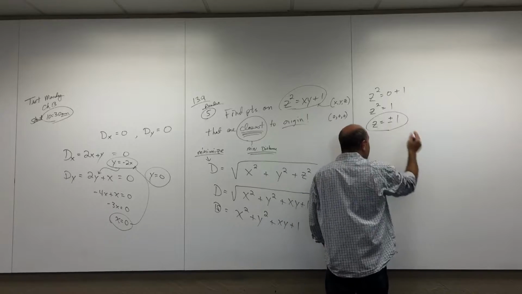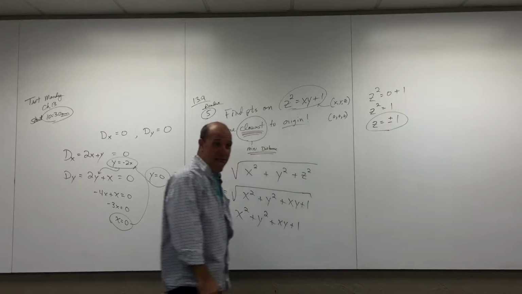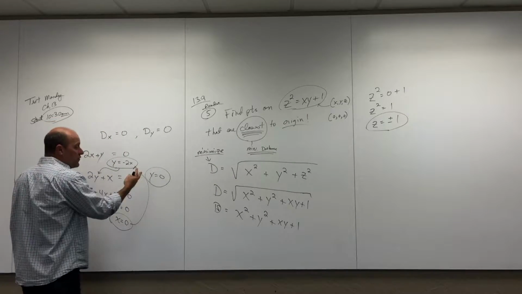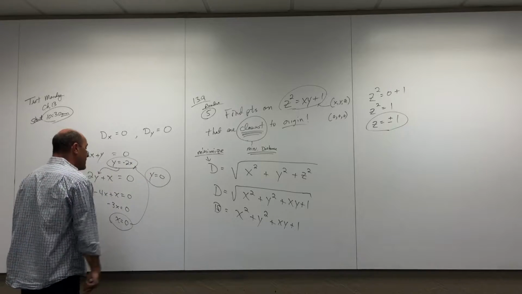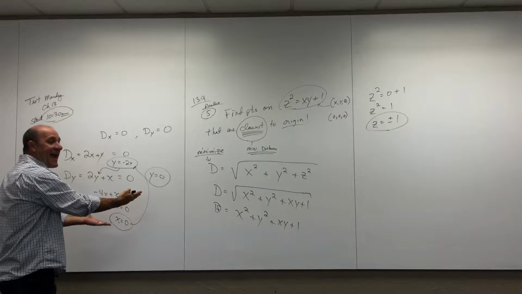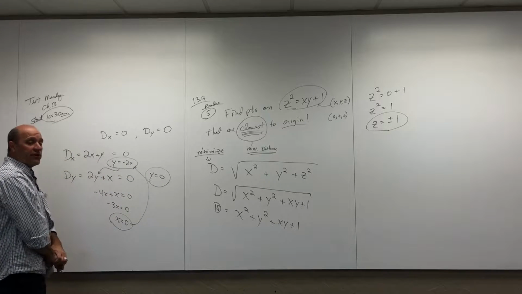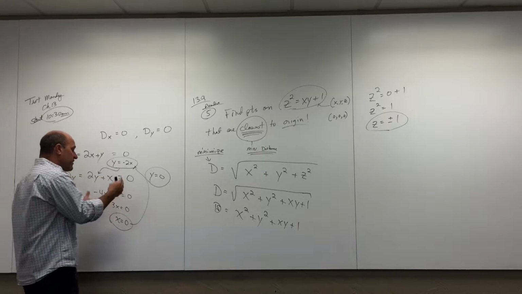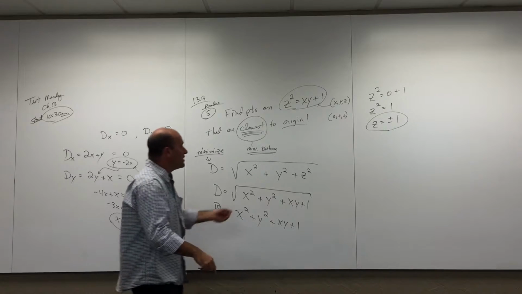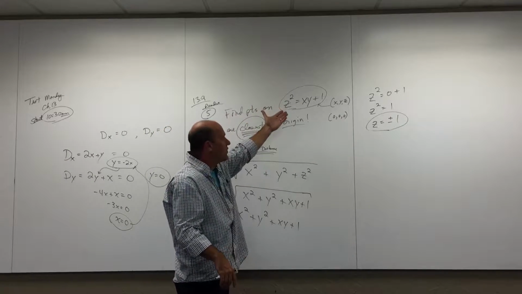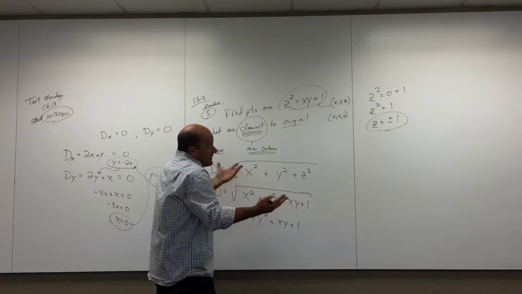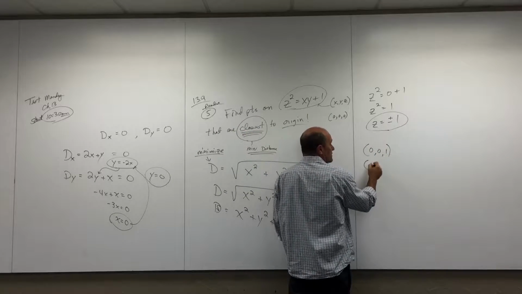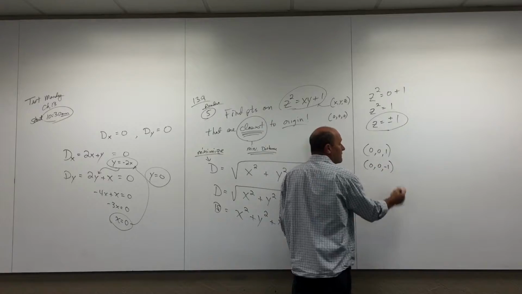So I think I've answered the question. Again, I found a critical point. I didn't prove to you that it makes my distance a minimum, but it's the only critical point I got, so I'm pretty sure it's the answer. My critical point is the ordered pair 0, 0, but to answer the question, find the point on that surface that's closest to the origin, I think the answer is 0, 0, 1 or 0, 0, negative 1.